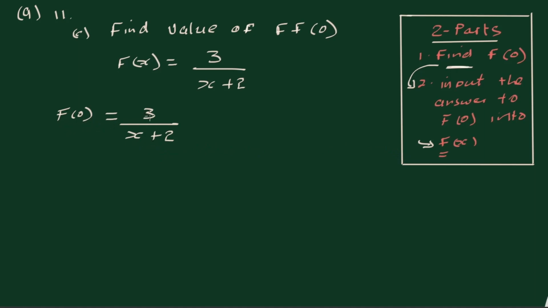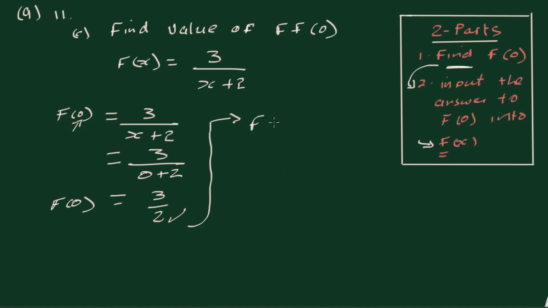So f(0) equals 3 over x plus 2. Remember, this is the input to the function, so the input to function f will be 0. So it's 3 over 0 plus 2, so it's 3 over 2. So that's f(0) equals 3 over 2. Now, having done this, we need to use this as the input to function f. So now we'll continue with the question.